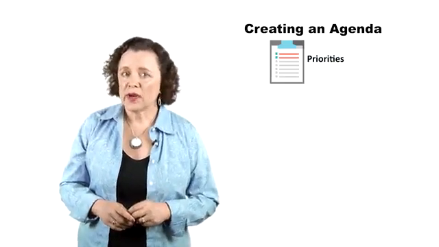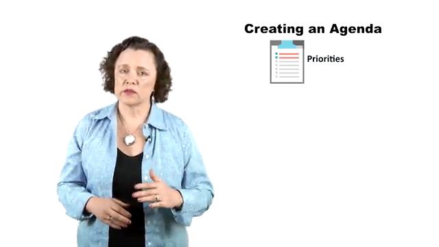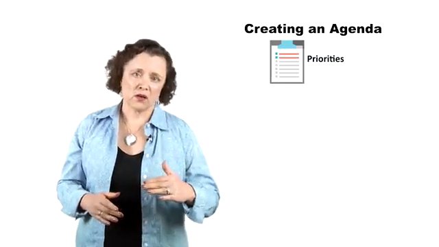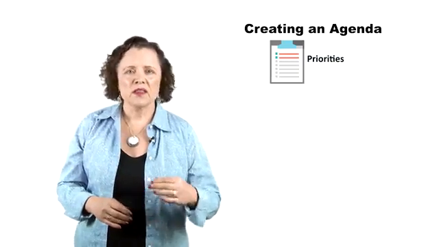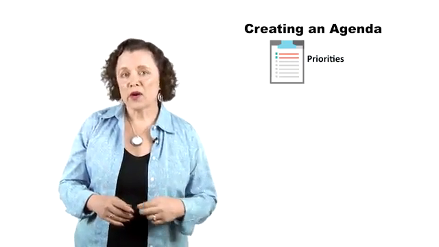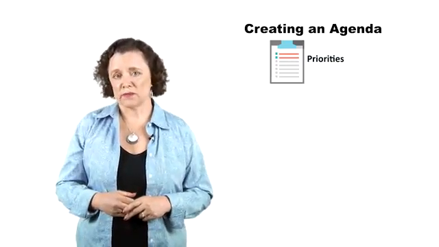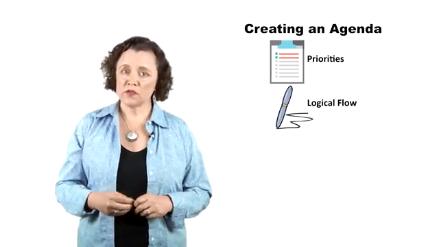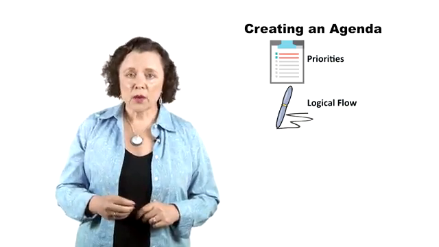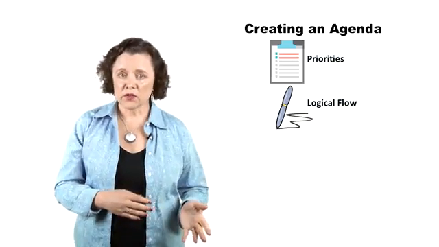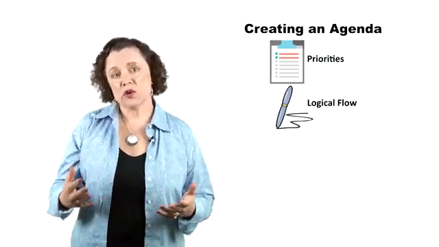The topics should be ranked in descending order of importance, and also descending order of urgency. This way, the lower priority topics can be sacrificed if you run out of time during the meeting. When it comes to flow, you'll want to start with the topics arising from the previous meeting first, unless new issues are more important.